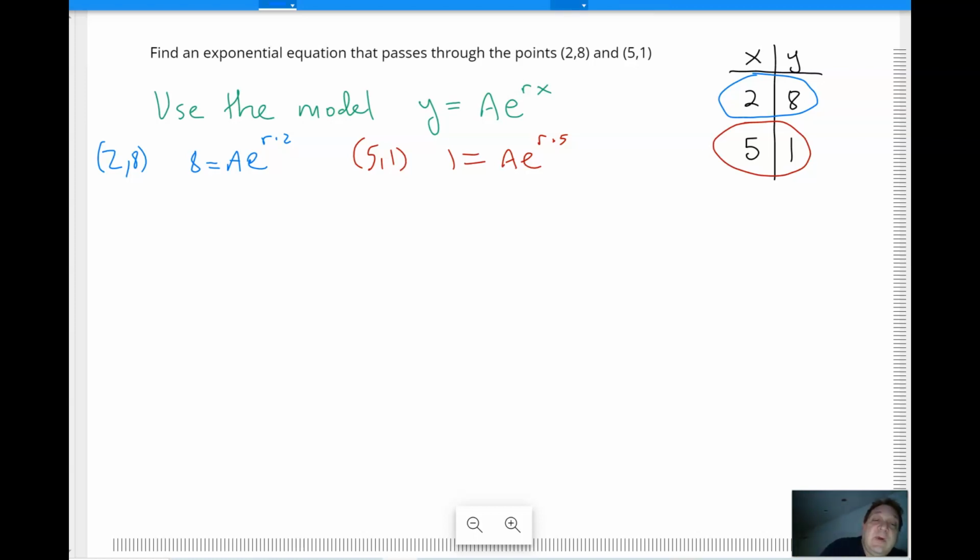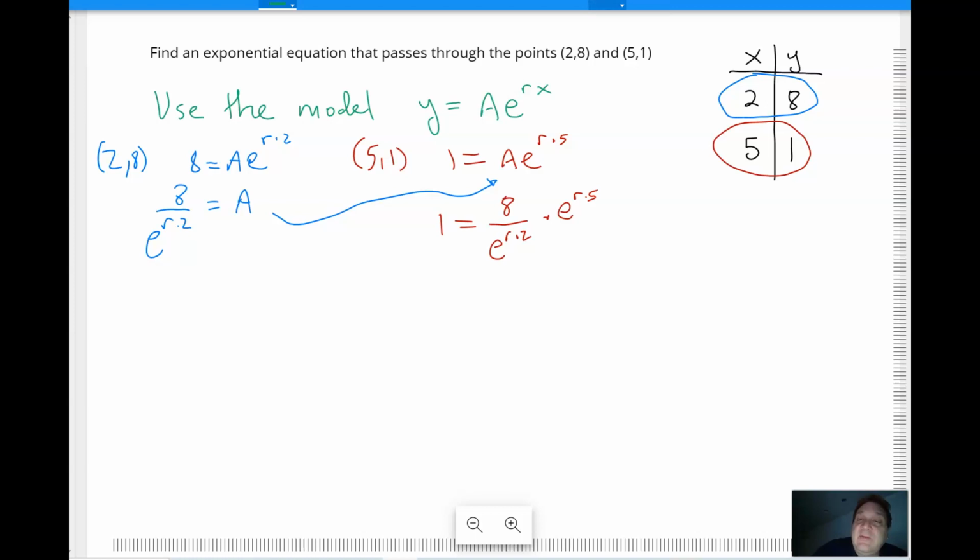I'm going to solve for a over here by dividing both sides by e to the r times 2. And then I'm going to be substituting that into our other equation. So instead of a, I'm going to have that new expression for a that I got on the left-hand side, which is 8 over e to the r times 2. And then I still have e to the r times 5 over here.